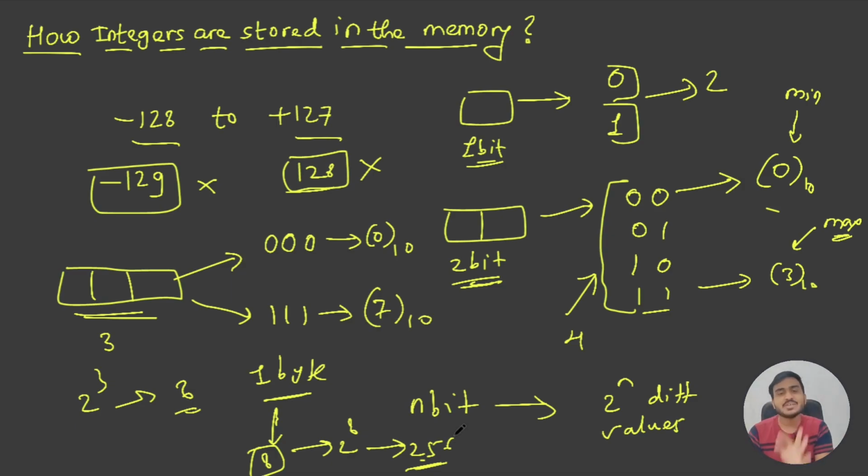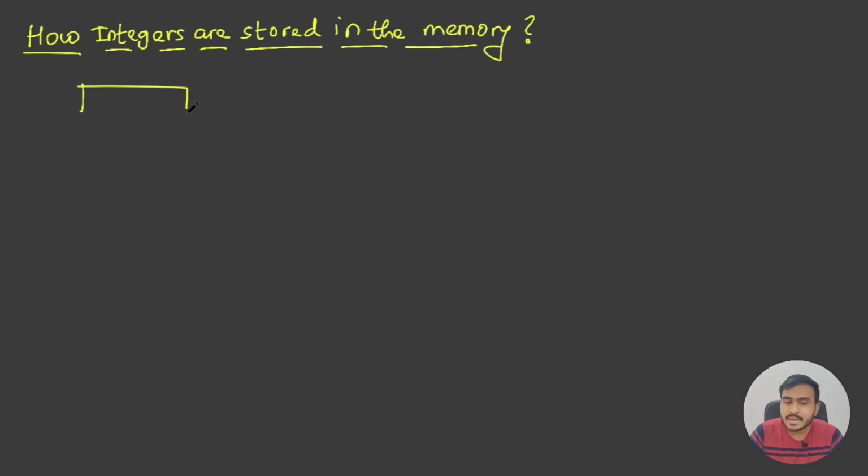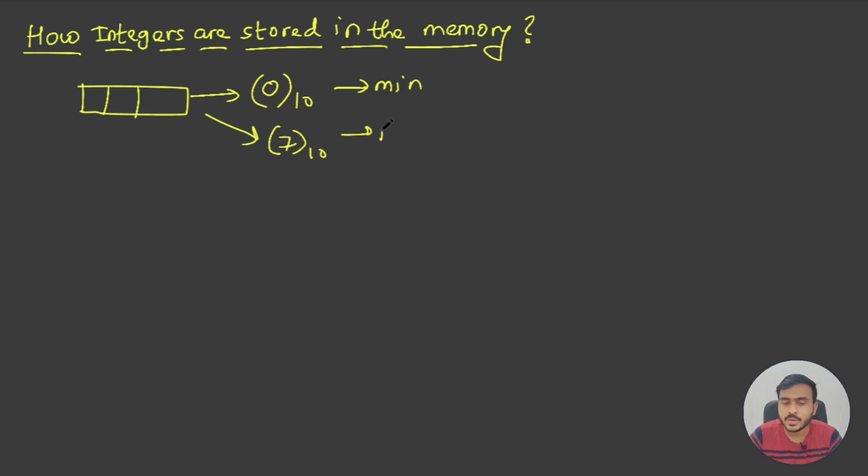Now there is a major problem in our calculations. Let me clear out the board and then I'll explain what the problem is. Let's take the example of a 3-bit variable. We are saying that the minimum value we can store in decimal is 0, and the maximum value is 7. This is the minimum value and this is the maximum value, and we are saying that the range of this variable is 0 to 7.